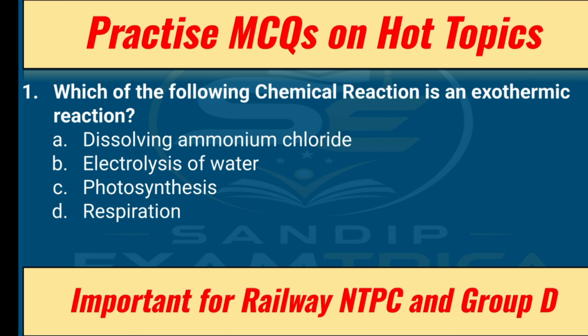The first question is, which of the following chemical reactions is an exothermic reaction? Exothermic means the reactions which produce heat. There are four options: dissolving ammonium chloride, electrolysis of water, photosynthesis, and respiration. Among these four options, A, B, and C are called endothermic reactions, in which heat is absorbed. So the correct answer will be option D, respiration. In respiration, heat is produced.